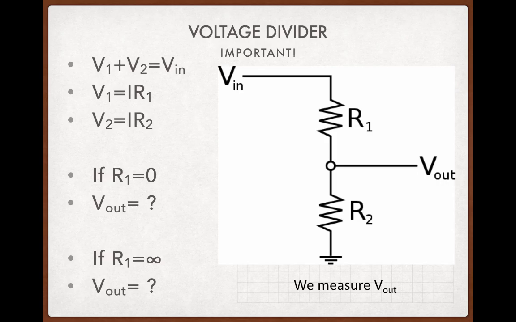If the resistors are equal, we will get half of V in as V out, because there is an equal voltage drop across both resistors. Otherwise, it's a ratio of the two resistors. So if R1 approaches 0 ohms, what's V out? Well, basically, it's the same as V in, because we're connecting directly to V in. If R1 goes to infinity, V out is basically connected to ground, so therefore it would be 0 volts.